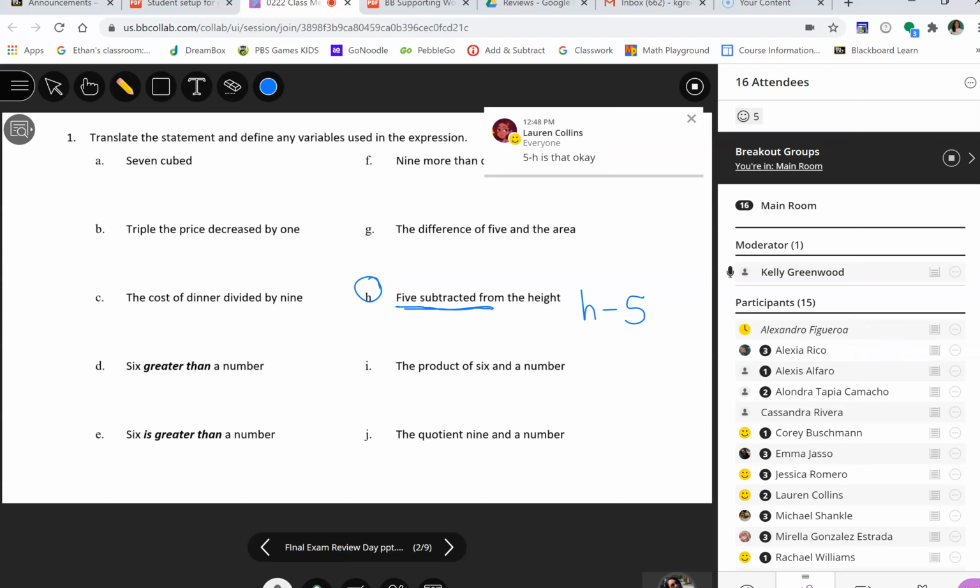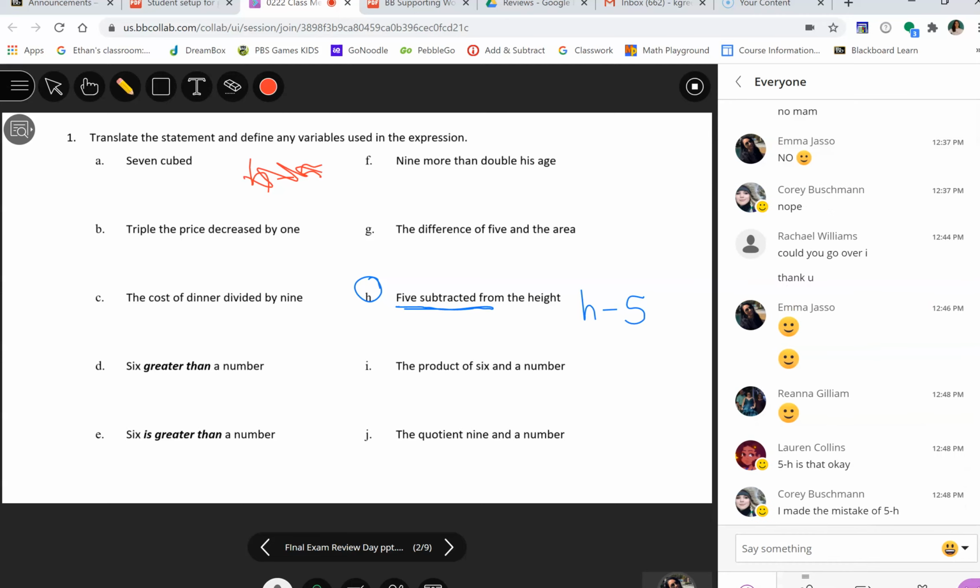Okay, now let's talk about I. I'm glad you asked that, Lauren. Lauren asked, is this okay? 5 minus 8. Wait, is that what she said? Let me see. No. Yes. Okay. She asked, is this okay? 5 minus 8. That would be counted wrong. And Corey made the same mistake.